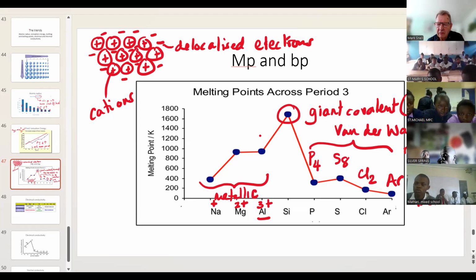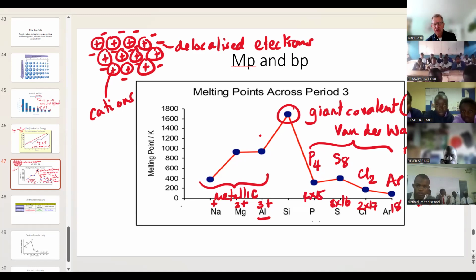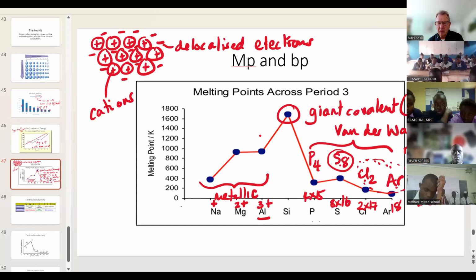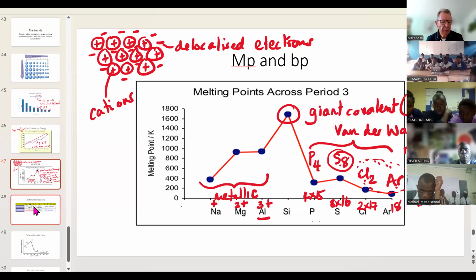Now that means that this has got 18. This has got 2 times 17. This has got 8 times 16. And this has got 4 times 15. Don't worry about those numbers, but it just shows you why there's this little change here: sulfur is the highest because it's the most atoms joined together. So P4, S8, Cl2, Ar. Now they normally only ask you about these two, about why chlorine and argon have different boiling temperatures or melting temperatures. Okay, let's go on.